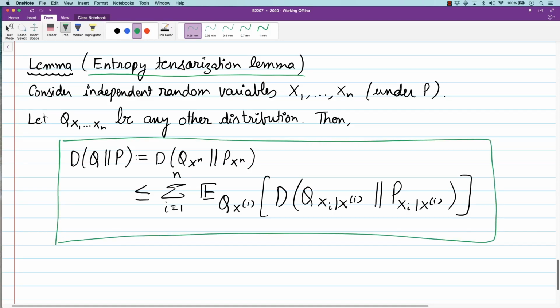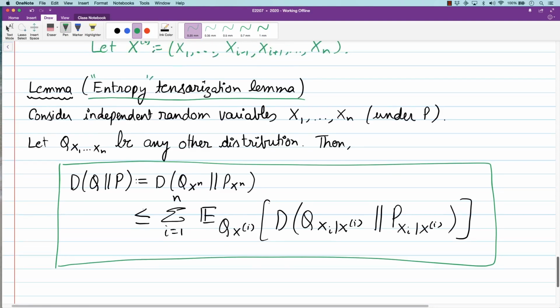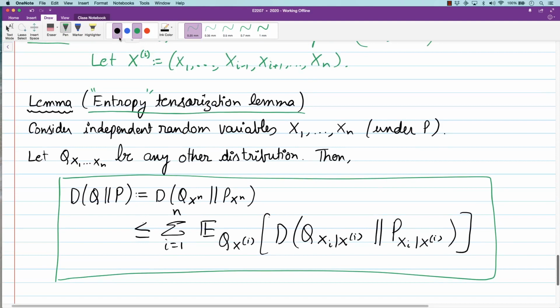It looks something like the chain rule, but we are not conditioning on the past. We are conditioning on everything but the ith entity. So all these divergences are just changing one part of the measure. It fixes everything but changes just one part. I'm calling it the entropy tensorization lemma, but we don't see entropy anywhere. We'll see entropy later. By the way, I never reviewed in this class what entropy is.